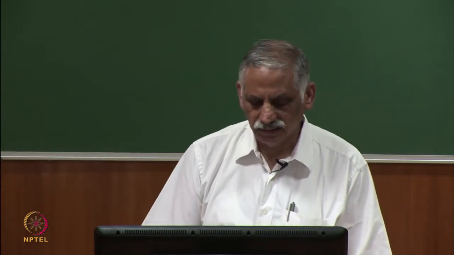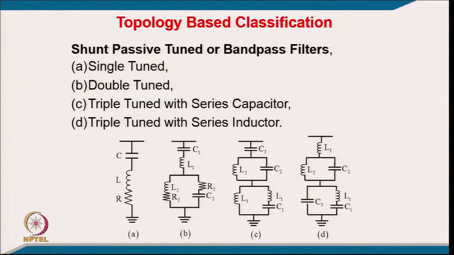The second one is the double tune, where you are putting in elements correspondingly, so it is tuned for two frequencies. You can tune, for example, the third and fifth, or the seventh harmonic, so that it can give low impedance for two harmonics, not one. And then you have a triple tune. The triple tune may be with a series capacitor, or with a series inductor. These two can work for three frequencies, like the 5th, the 7th, and then the 11th harmonic.